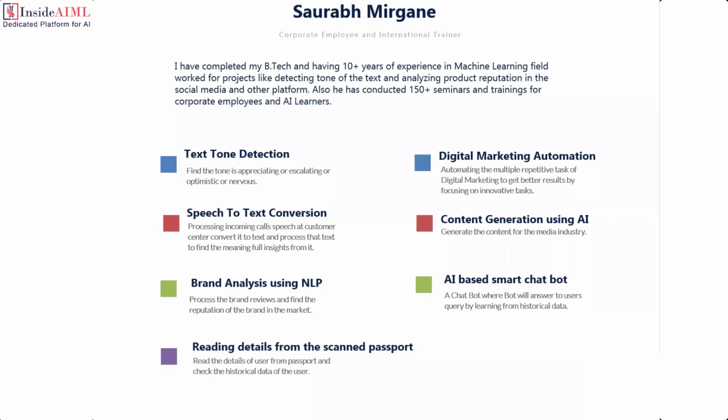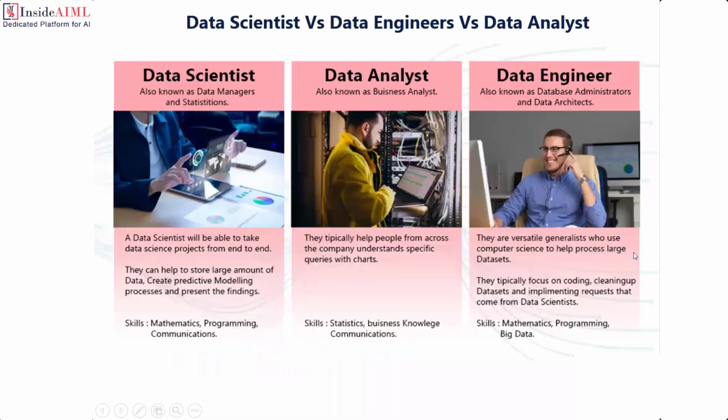So let's start with today's session. Today we are going to see two important things: how you should start your career as an artificial intelligence engineer, and what exactly the different roles are in data science, data analytics, and data engineering. So let's start here. There are three different roles: data scientist, data analyst, and data engineer.